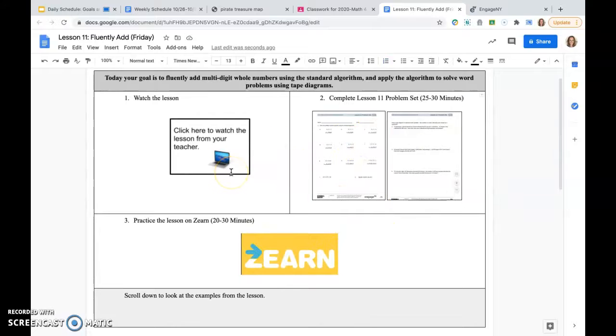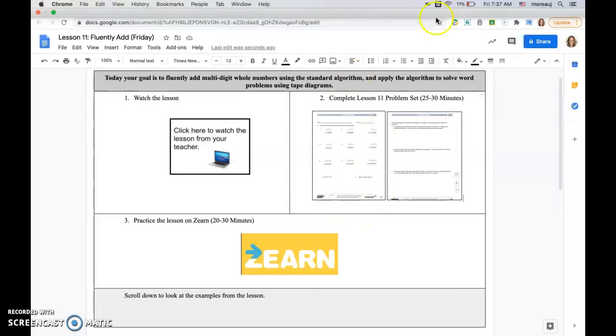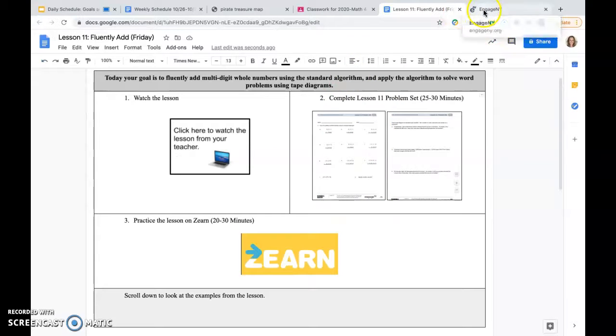So we're going to take a step back away from the lesson 10 rounding. We're going to work on that in small groups and with Miss Moreau next week. So today I want you to just focus on adding using the standard algorithm, and let's practice that now. Make sure you take out lesson 11 problem set, your pencil, and I'll wait here.